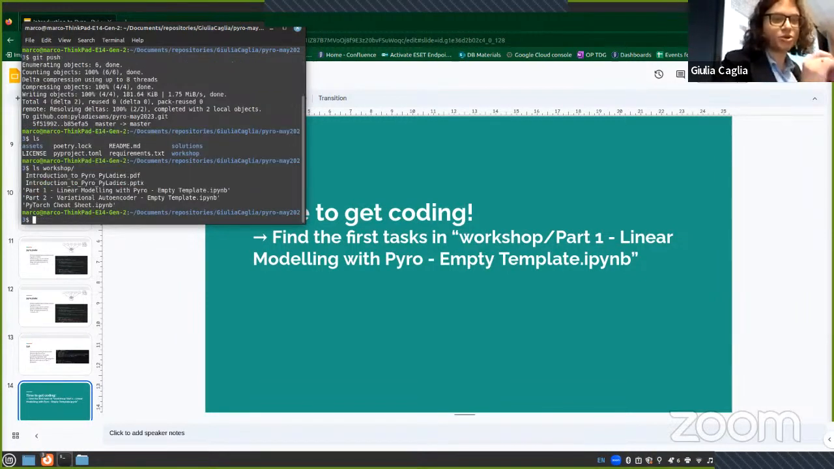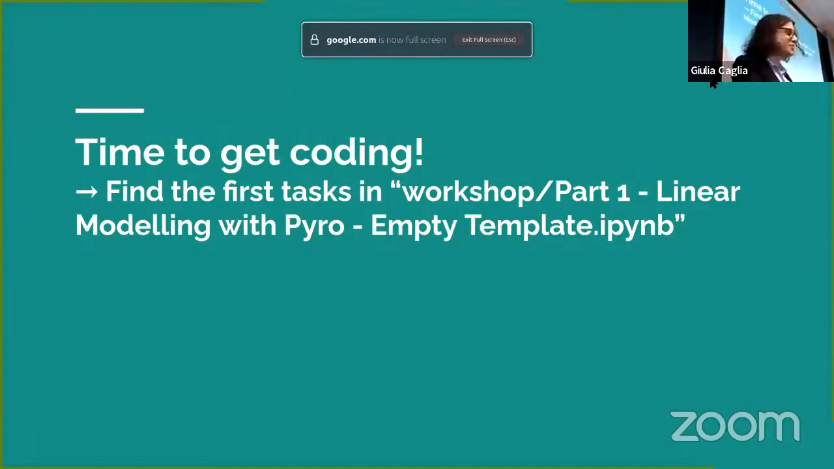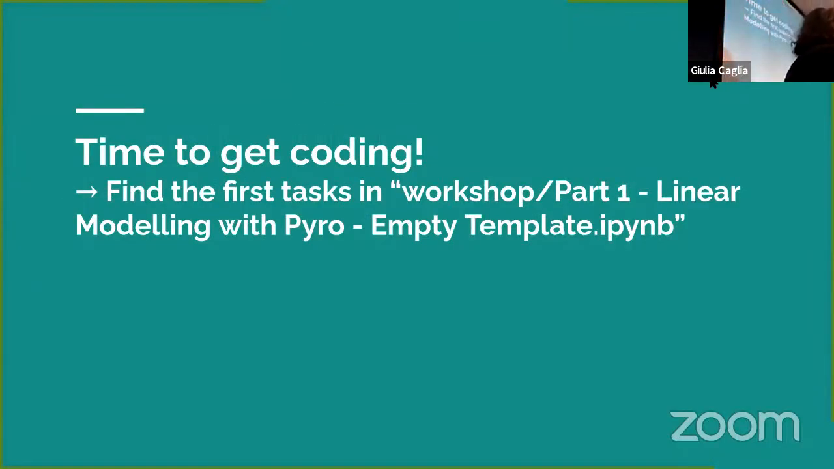Yes, PyTorch cheat sheet. There we go, in the workshop folder. Yeah, exactly. If you have it locally, you would need to do a quick git pull. Okay, thanks for pointing it out to me.